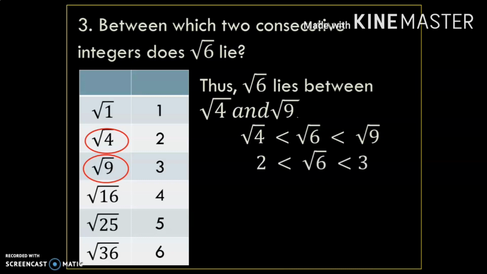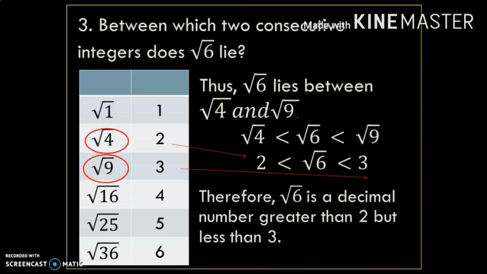Ayan. So, ano ba ang square root ng 4? Di ba 2? Square root of 9 is 3. So, ibig sabihin, between 2 at saka 3. Saan nakuha yung 2 at 3? Ayun po. So, between 2 and 3, nandoon yung ating square root of 6, yung value mismo ng square root of 6. So, ang ating final answer, therefore, square root of 6 is a decimal number greater than 2, but less than 3. Nasa gitna siya ng 2 and 3. Maliwanag? So, what's the final answer? Ano yung 2 consecutive integers na matatagpuan ng square root of 6? The answer is 2 and 3.